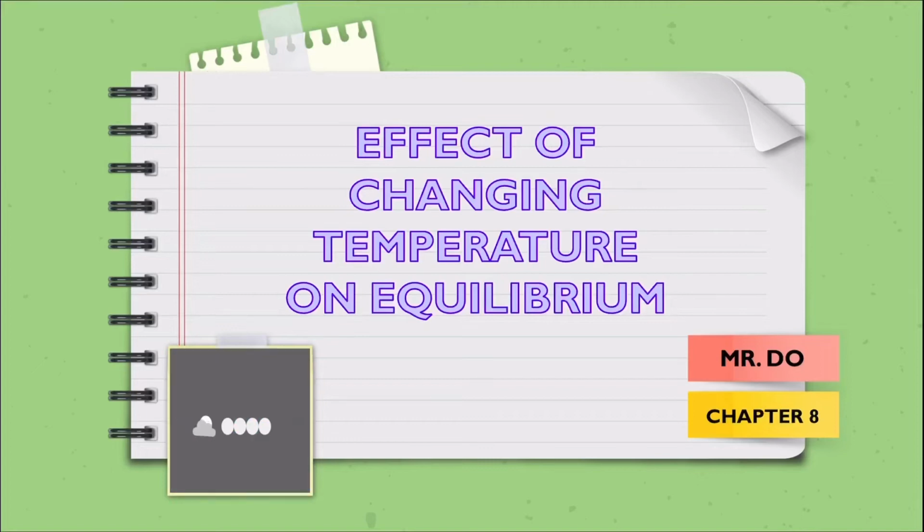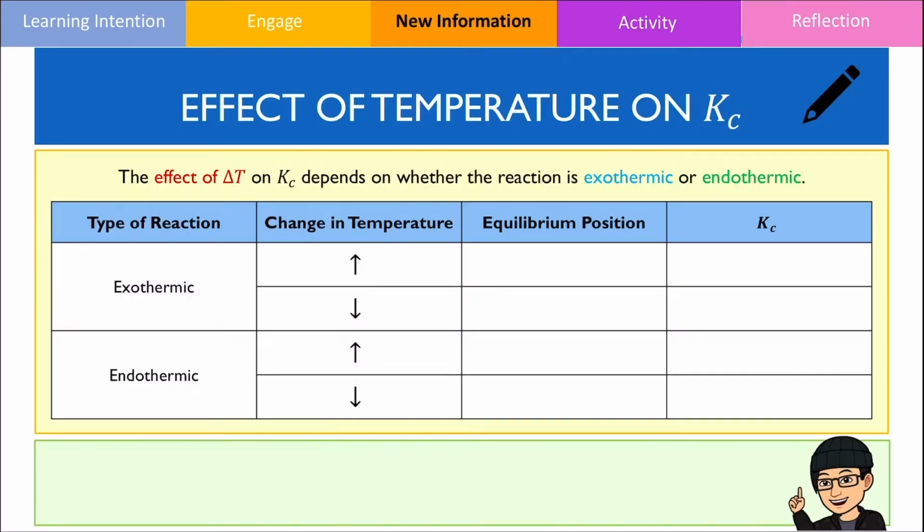Hello class, in this video we will look at the effects of temperature on an equilibrium system. Unlike the other factors that we've covered, temperature is the only factor that will affect and change the value of the equilibrium constant. However, we need to be mindful of the nature of the forwards reaction to predict whether the value of Kc will increase or decrease.